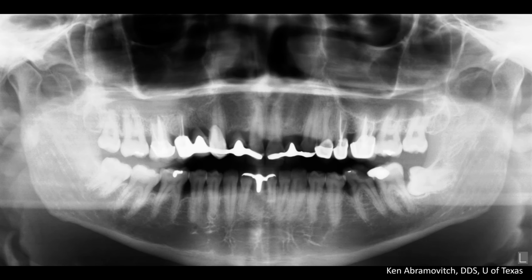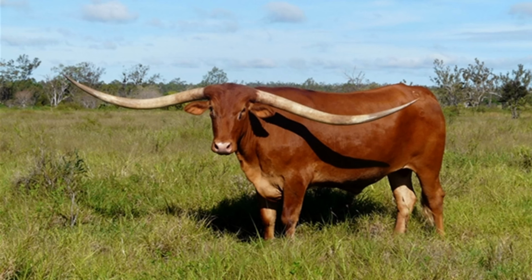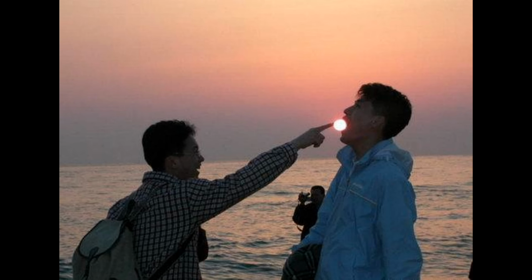If you are from Texas, you do not see a fish. You see something else. This radiograph was shared with me by my friend Dr. Ken Abramovich. What you see here is a Texas longhorn, just like this. This young man is not swallowing the sun, but the photograph is wonderful. Not sure about the other photographer. He is on the other side.